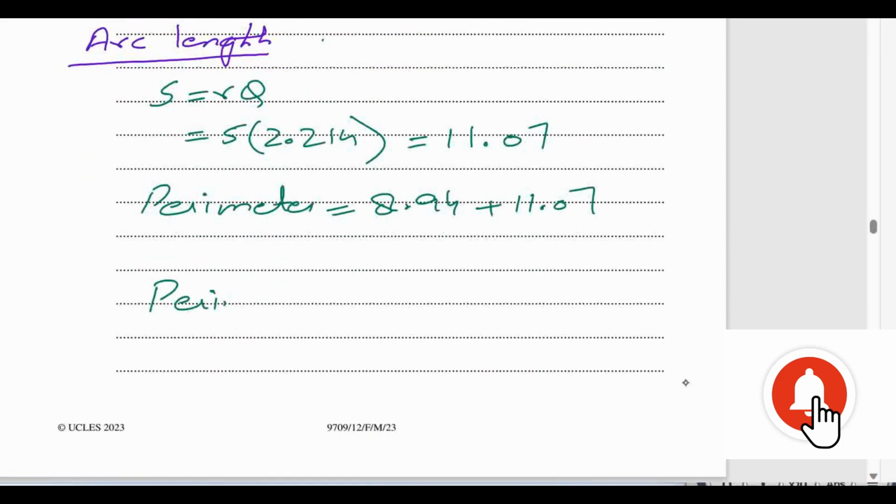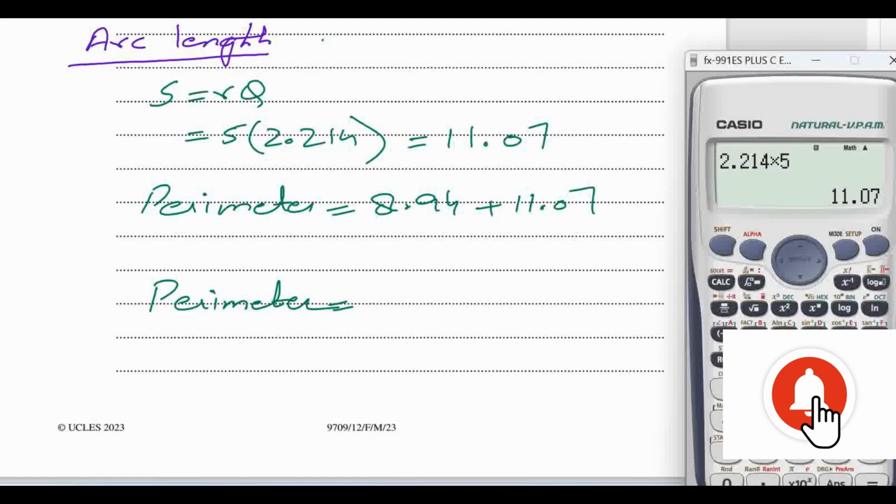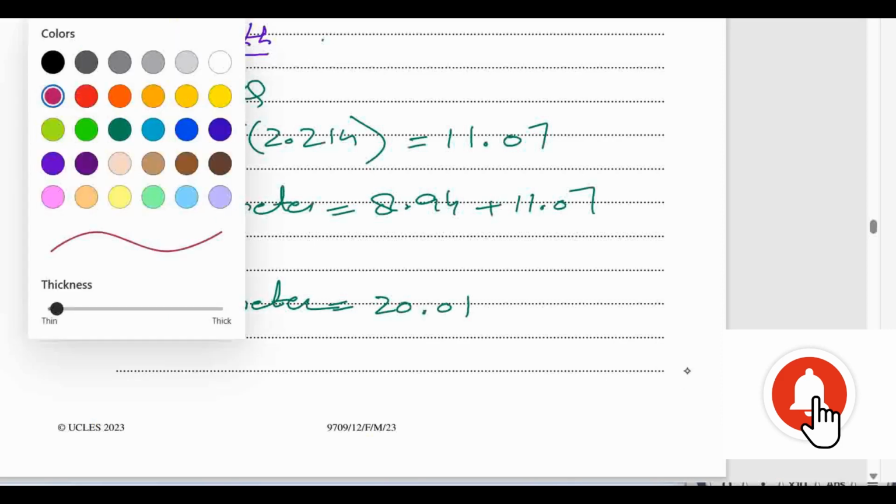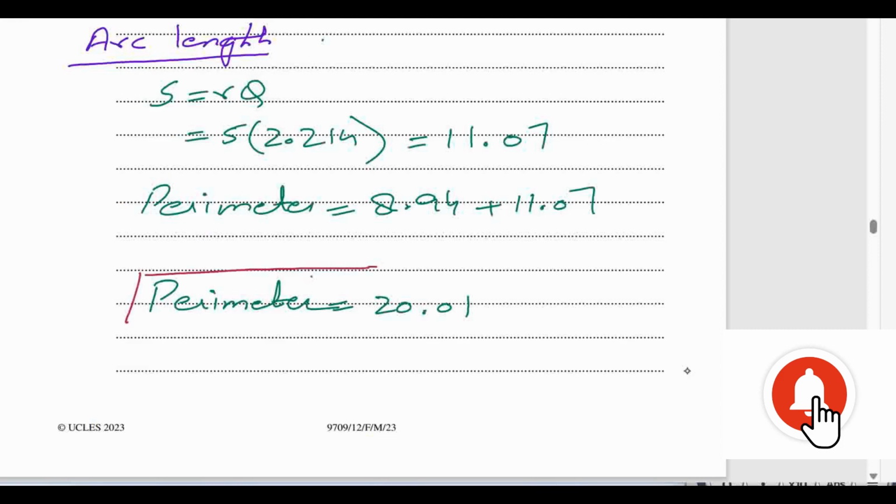Finally, perimeter will be equals to 11.04 plus 8.94, 20.01. 20.01. So this will be the final answer. I hope that the concept is clear. Let's move on to the next part.